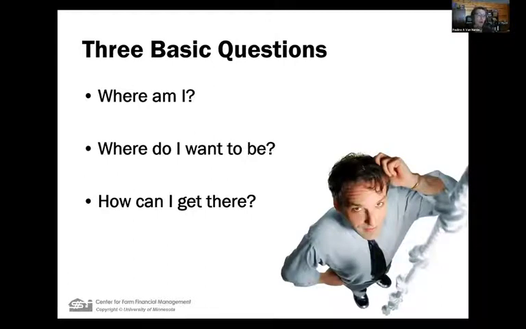So with FinPack, we're able to answer three basic questions with the software and the tools that we'll take a look at today. The first one is, where am I? Then where do I want to be? And lastly, how can I get there? So let's take a look at what that means a little bit more.